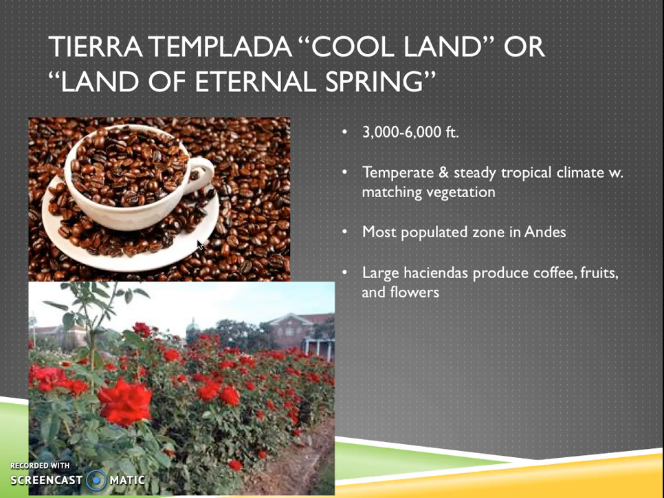Moving on, we have Tierra Templada, which translates to cool land. Its nickname is Land of Eternal Spring because the climate is relatively warm to hot year round, so it stays steady. Most people that live in and around the Andes live in this zone, which is between 3,000 and 6,000 feet. It's characterized by not only having a lot of people, but having very large haciendas. A hacienda would be a farm. The main cash crops here are coffee, fruits, and flowers. If you ever buy a significant other flowers on Valentine's Day, there's a pretty good chance, depending on the type of flower you get, that it might come from South America. Also, as we've known from our research, most of the world's coffee comes from South America.